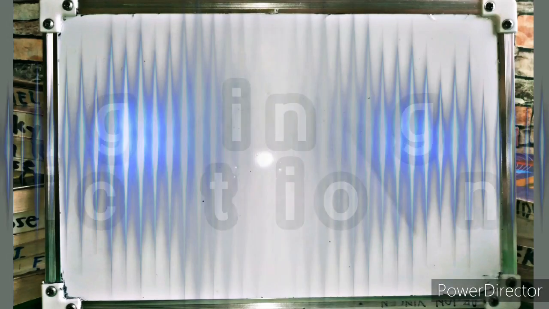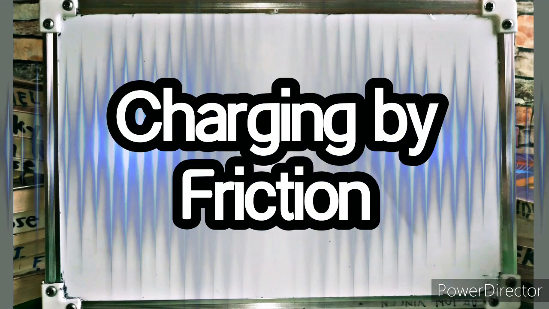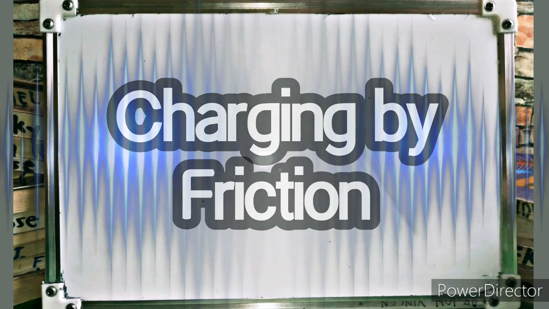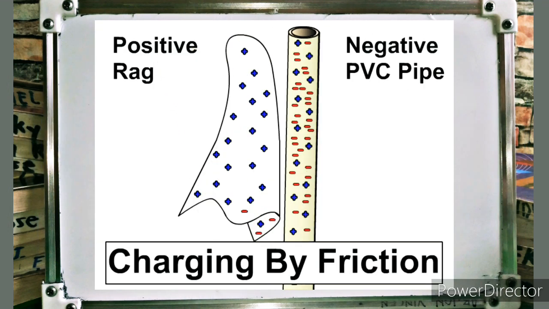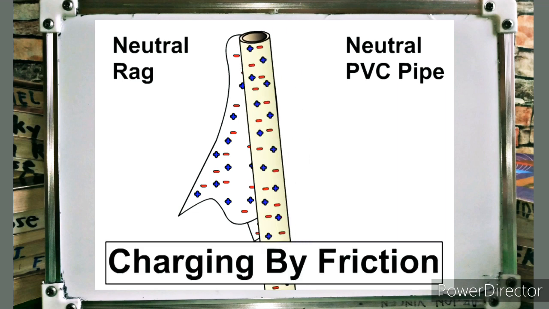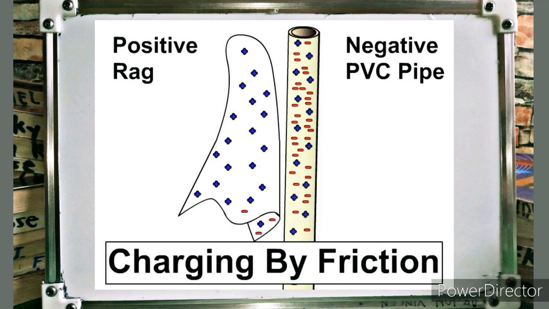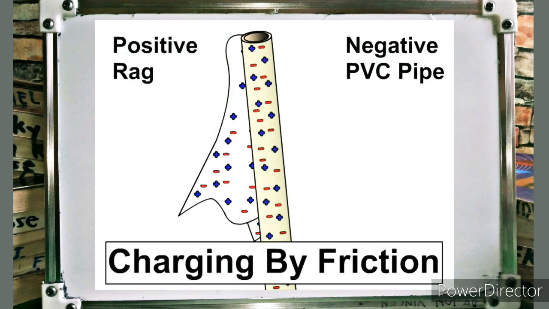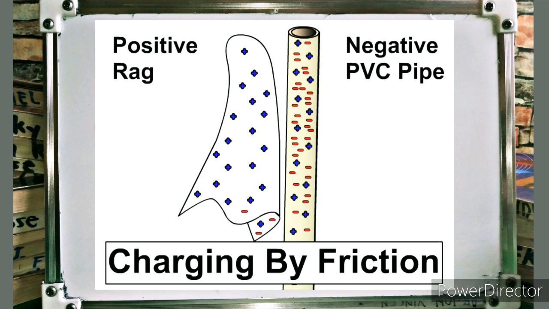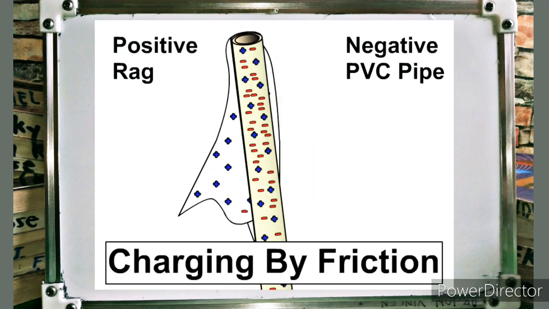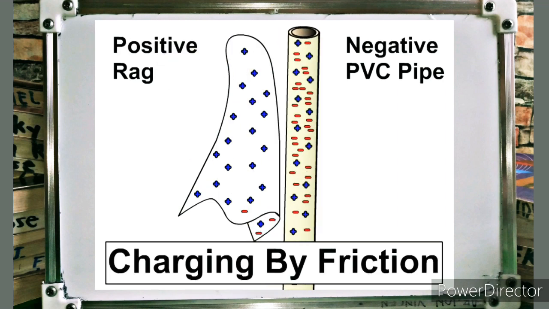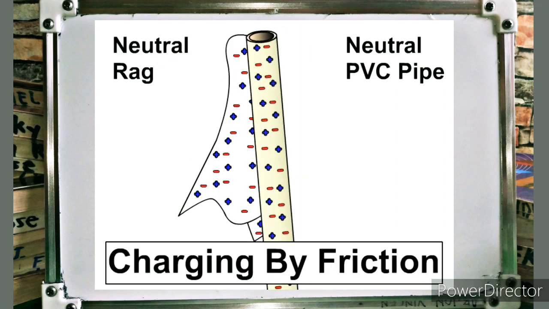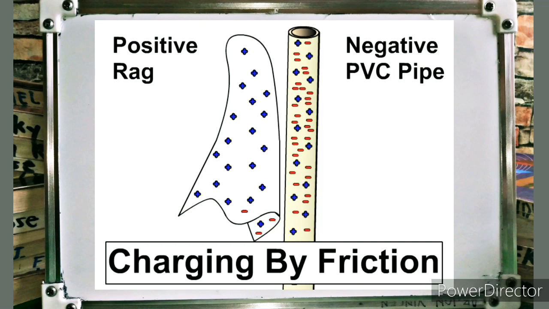The first method is by triboelectric, or often called charging by friction. As we can see in the illustration, when an object is rubbed over another object, the electrons get transferred from one object to another. This transfer of electrons takes place due to friction between two objects. The object that transfers electrons loses negative charge, and the object that accepts electrons gains negative charge.